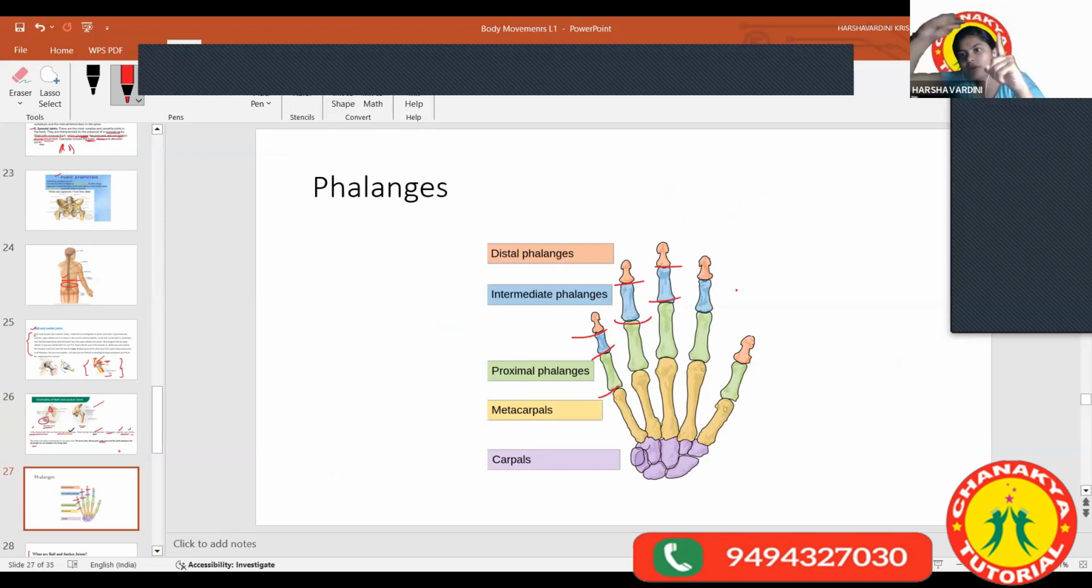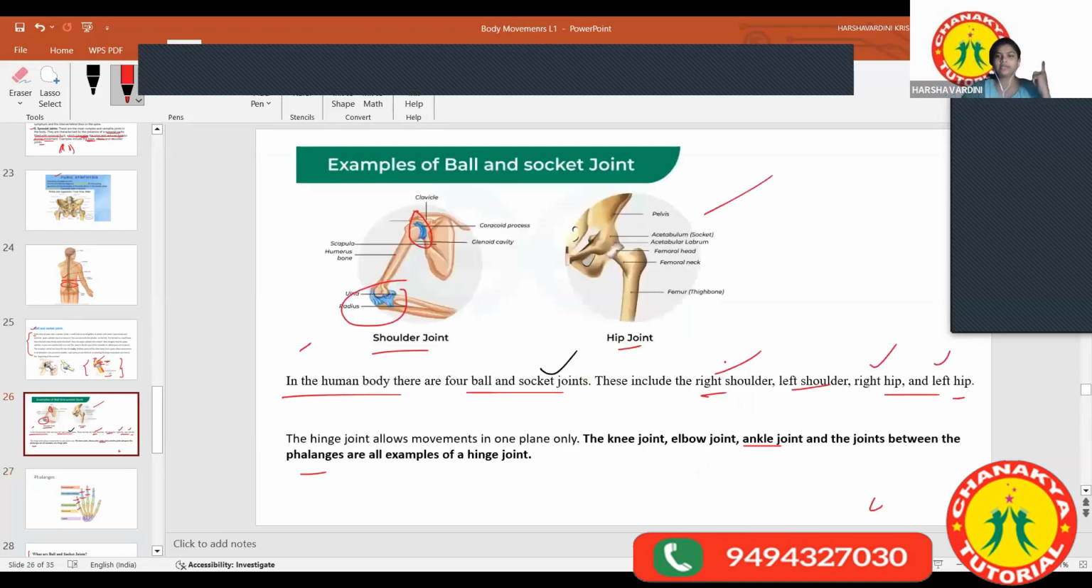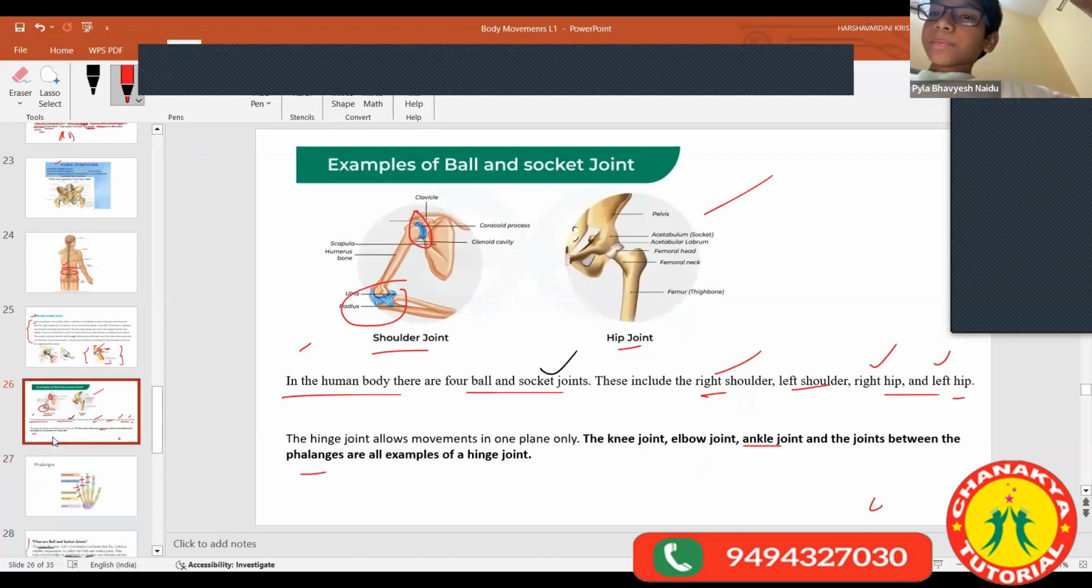Here you can do inside only. You can't do the opposite side. That is not possible. Only one plane axis is possible, right? So phalanges also have hinge joints. Yes. Now got it? Yes, ma'am.